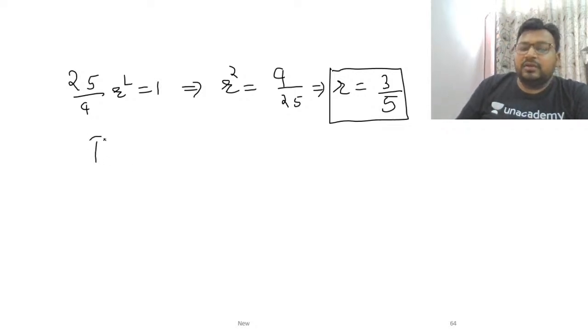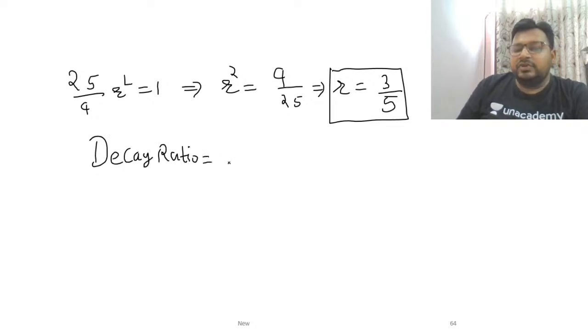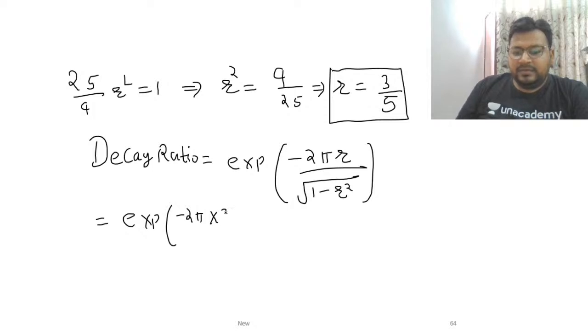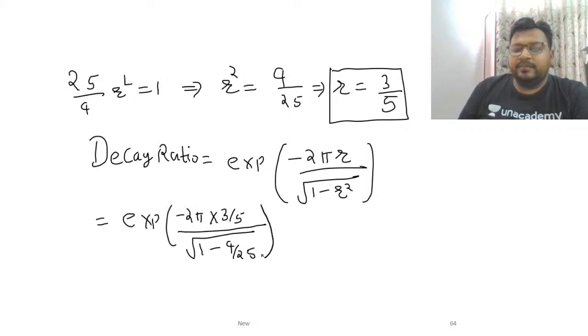Once the zeta is known, the decay ratio can be calculated, because the formula of decay ratio is exponential of minus 2 pi zeta over under root of 1 minus zeta square. So exponential of minus 2 pi zeta, which is 3 by 5, divided by under root of 1 minus zeta square, which is 9 by 25. By solving this, you can have the answer.